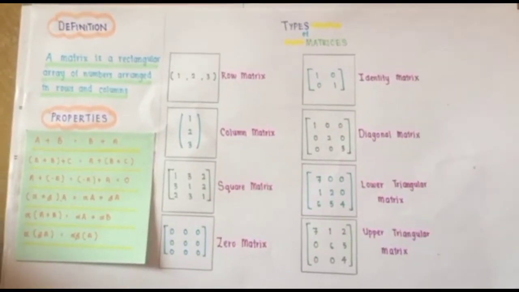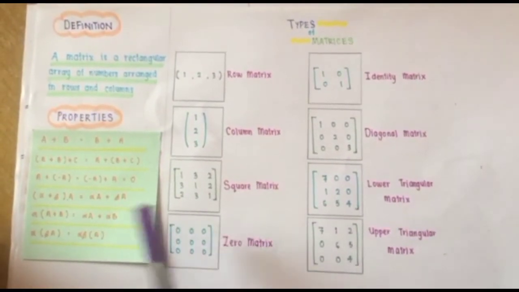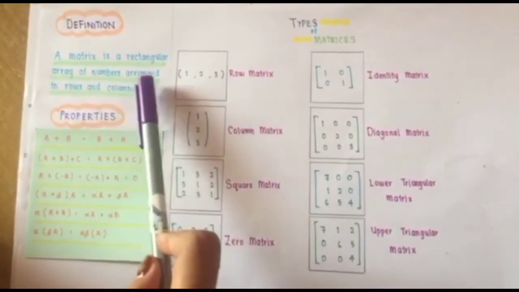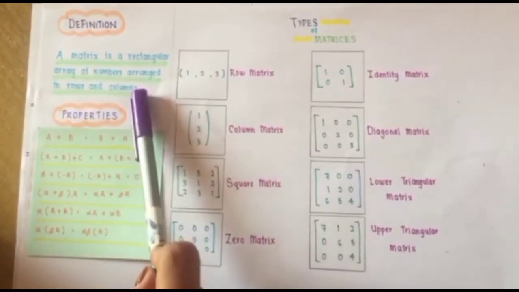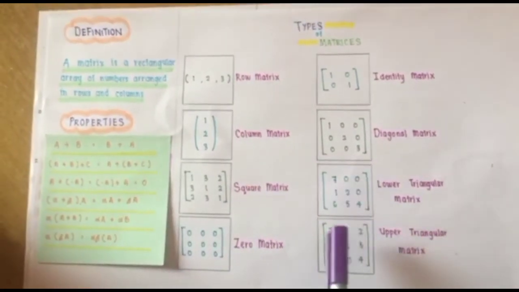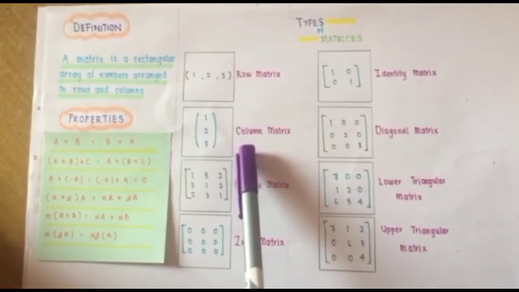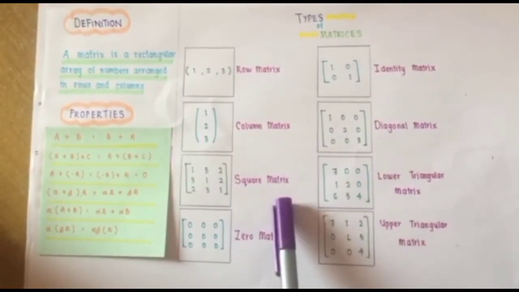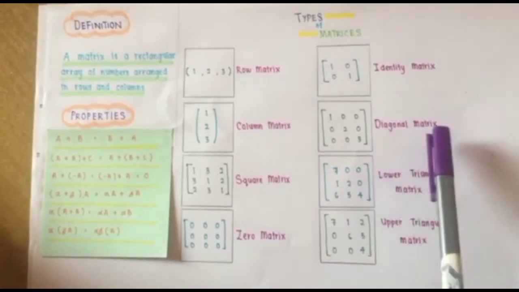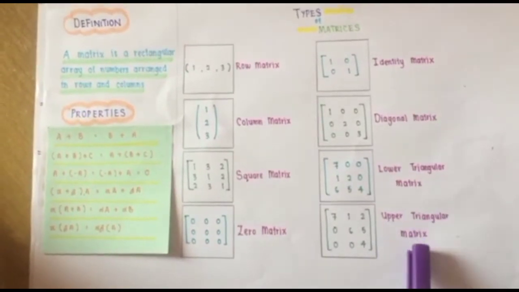So today we would like to talk about matrices. First of all, what is a matrix? A matrix is a rectangular array of numbers arranged in rows and columns. In matrices, we have 8 types of matrices. The first one is row matrix. Second, column matrix, square matrix, zero matrix, identity matrix, diagonal matrix, lower triangular matrix, and upper triangular matrix.